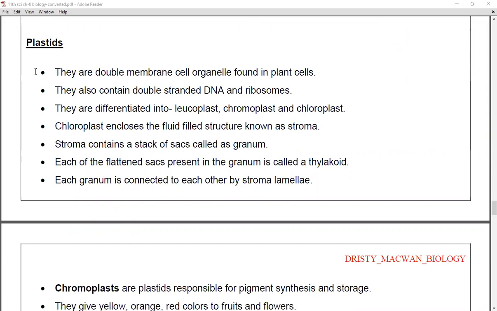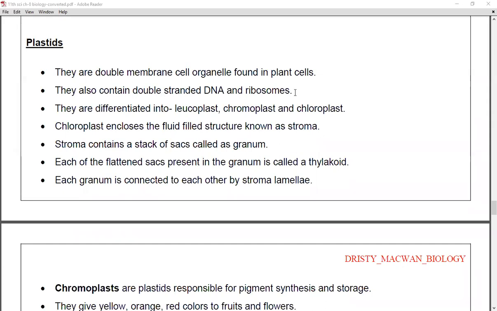So what are plastids? They are double membrane cell organelles which are found in the plant cells. Normally these plastids are found in the plant cells and they possess a double membrane. That means there will be the presence of two membranes. For this reason, it is said to be a double membrane cell organelle. They also contain double-stranded DNA and ribosomes, right?